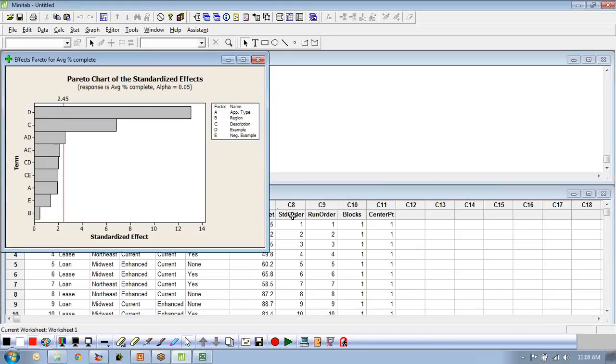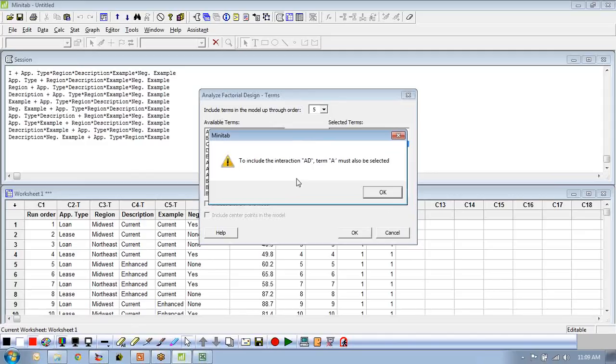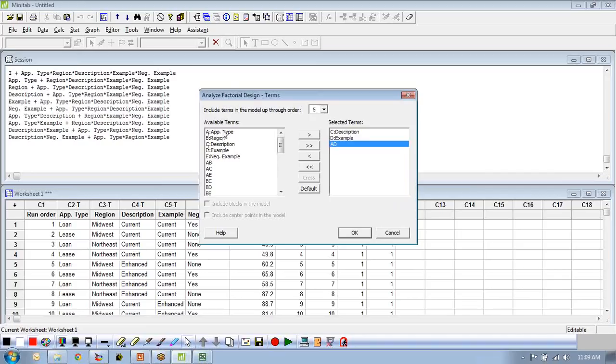Okay, so now come up into here. Keep D, C, and AD. Now this is, I'm trying to make an instructive problem here. So I'm going to click OK. And it says, if I include AD, I have to include A. So that's just one of the tricks of the trade, is that if you're going to include one of the what are called main effects, A, B, C, D, E are the main effects, and then the higher order things are interactions. If you include an interaction, you have to have all of its constituent main effects in the model. I didn't make that up. It's just the way that it is.